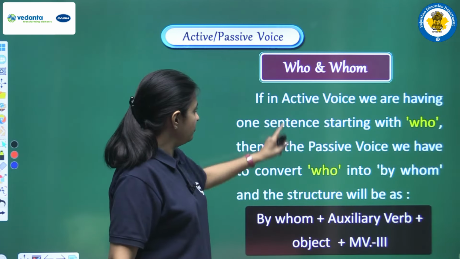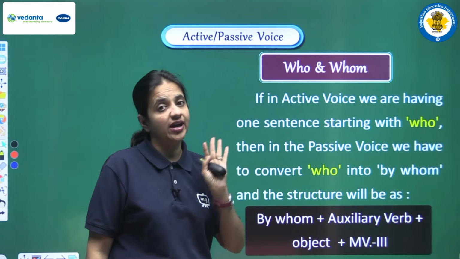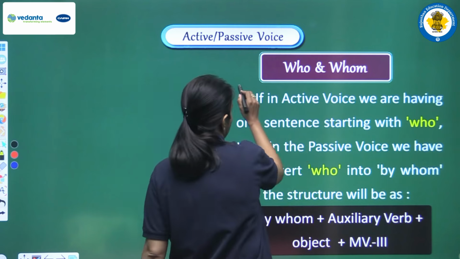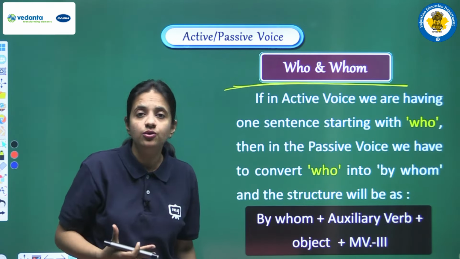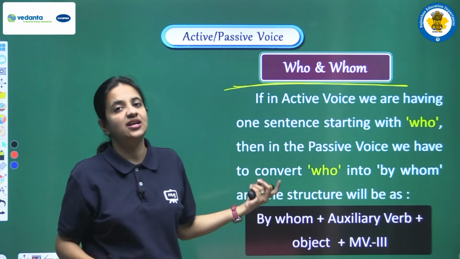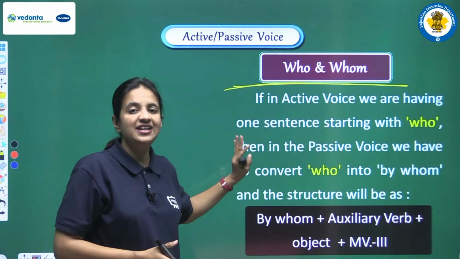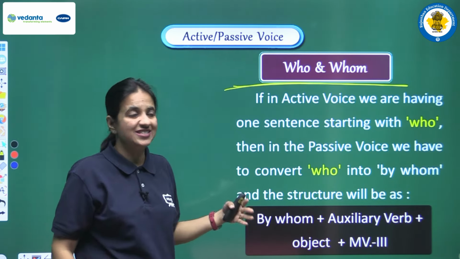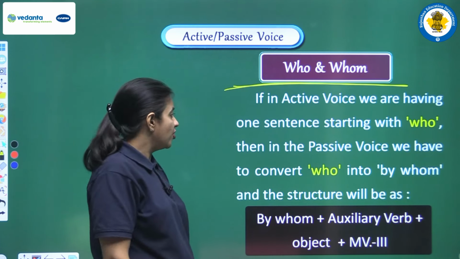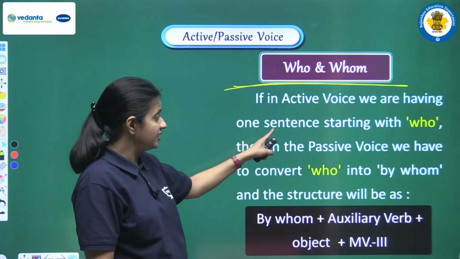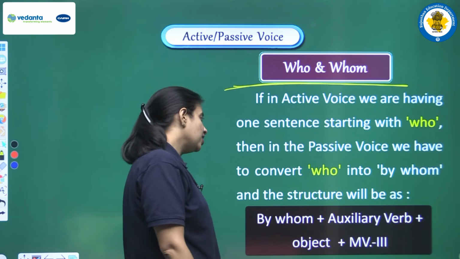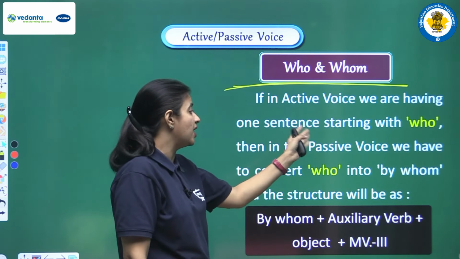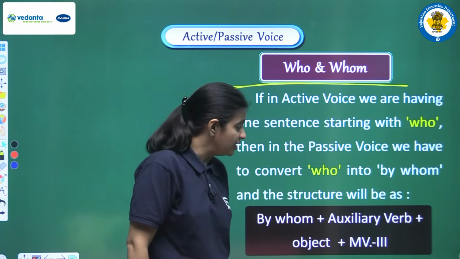Next, moving ahead, we have another very important thing, and this time we will discuss these two words, who and whom. So why are these two words very important? So let's read, and let's try to understand. If in active voice we have a sentence starting with "who", then in the passive voice we have to convert "who" into "by whom", and the structure will be as follows.